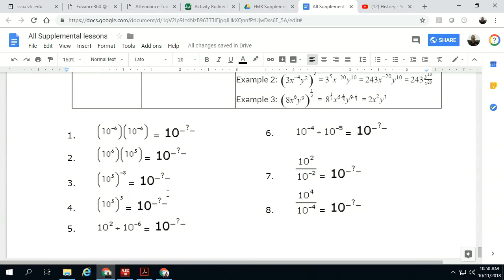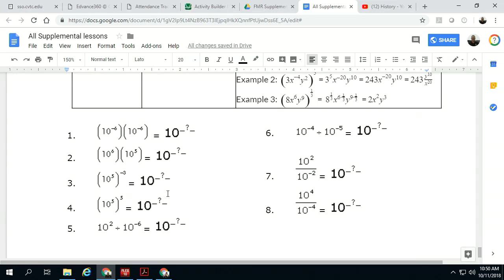I said 11. 10 to the 11th, very good. Now, this next one down: if you raise a power to a power, or in other words, if you exponentiate a power, you multiply the exponents. What do you get? Somebody said it, 10 to the negative 15.